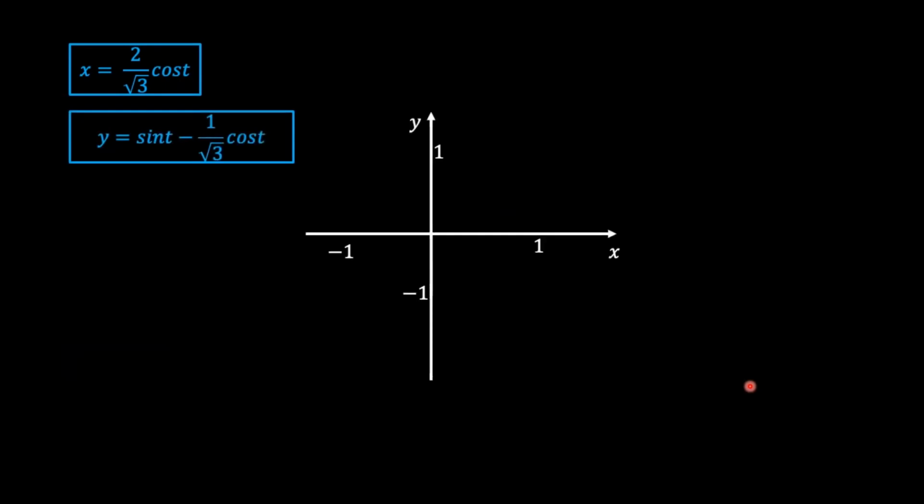So we have the value of x, which is 2 over root 3 cosine t, and y is equal to sine t minus 1 over root 3 cosine t. So when we plot these things out, we have x versus y. It's the same as an ellipse here, where, for example, y is equal to 0, when this entire expression is 0, we have this 2 over root 3 cosine t be equal to 1.